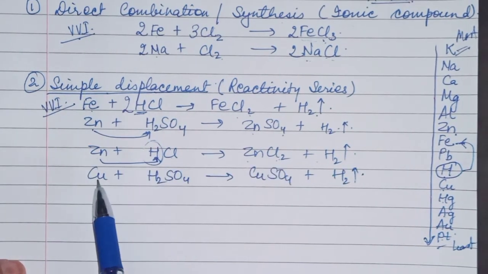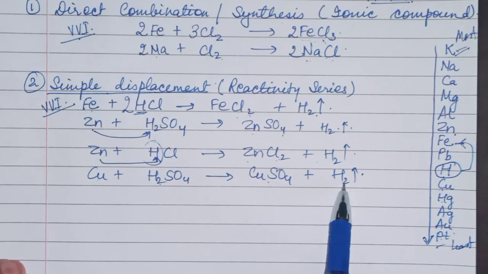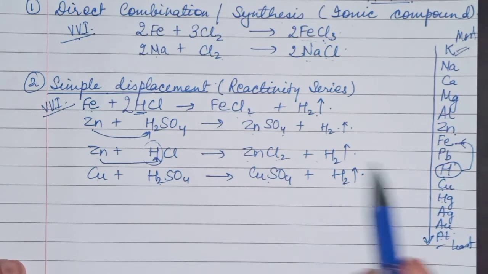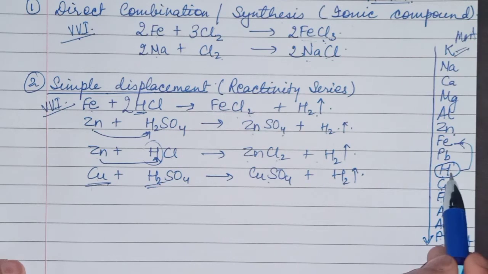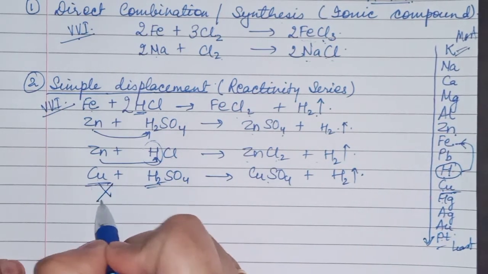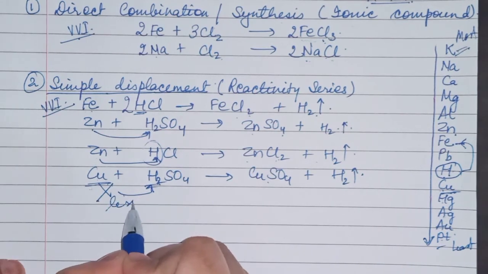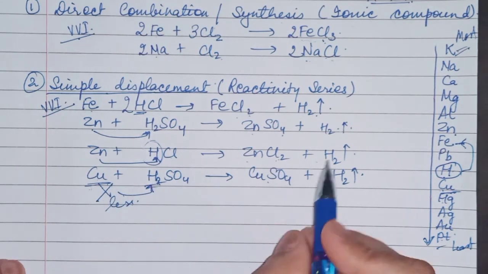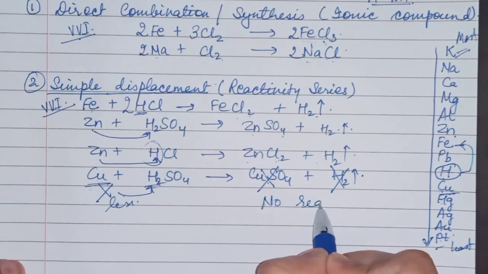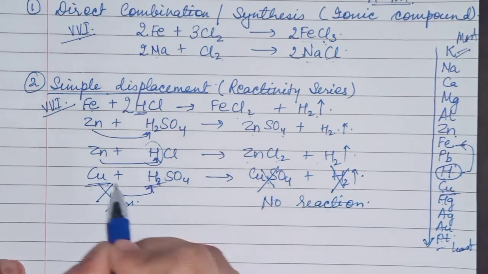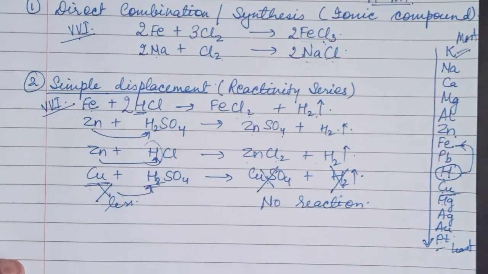Now children, see here, copper and sulfuric acid will give copper sulfate and hydrogen. Is it possible? No. See here, copper is below hydrogen. Okay, copper is below hydrogen, so it will not be able to displace this hydrogen because it is less reactive than hydrogen. So here this product will not form. You can write no reaction. Okay, so copper and acid will not react to give any salt.